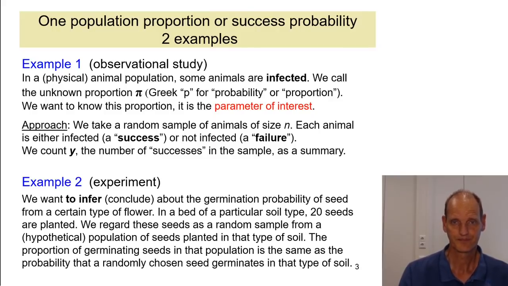Second example, it's more experiment-like. We want to draw a conclusion about the germination probability of a certain seed, from some flower. In a bed of a particular soil type, 20 seeds are planted, and we regard these seeds as a random sample from a hypothetical population of seeds planted in that type of soil. The proportion of germinating seeds in the population is the same as the probability that a randomly picked seed germinates in that type of soil.